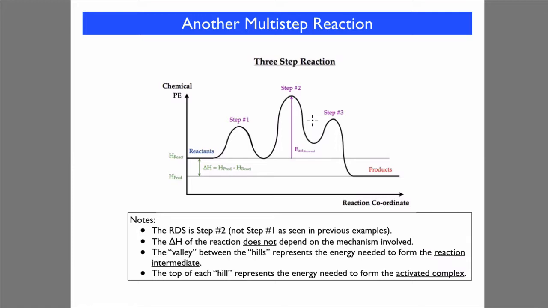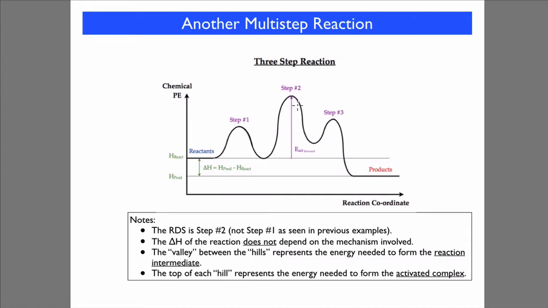Also, the enthalpy change for the overall reaction is totally independent of the mechanism involved. You could go any other route you want to. The reactants have this enthalpy, the products have this enthalpy, so the enthalpy change is the same regardless of mechanism. The valley between the hills represents the energy needed to form the reaction intermediate. Okay, so this valley between the hills, there to there, of reaction intermediates.